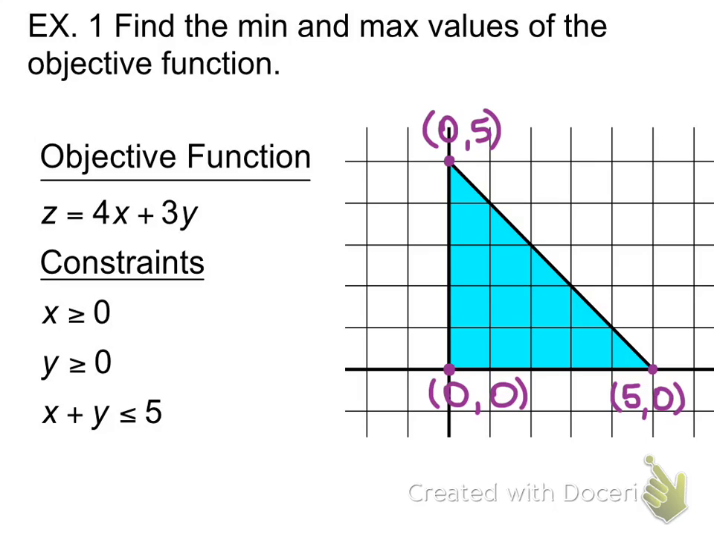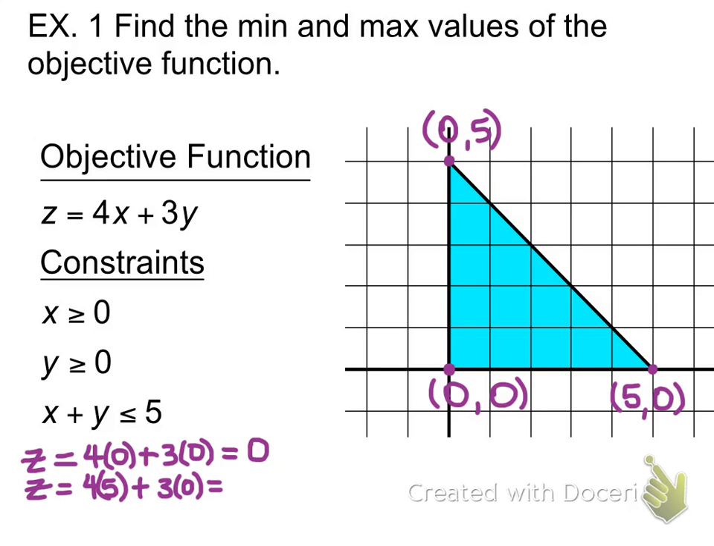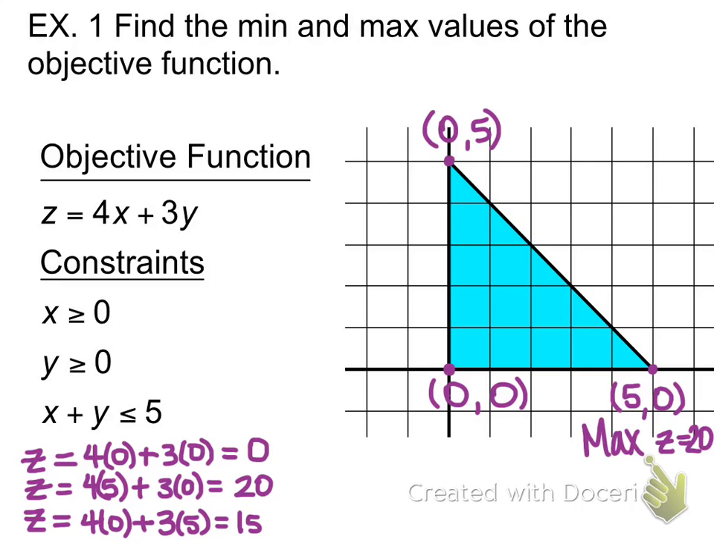Now we're going to take these points one at a time, plug them into the objective function, and find out what the value of z is. If I plug in (0, 0), 4 times 0 plus 3 times 0 equals 0. If I plug in the ordered pair (5, 0), 4 times 5 plus 3 times 0 gives me 20. If I plug in (0, 5), 4 times 0 plus 3 times 5 gives me 15. We're looking for the maximum value and the minimum value. The maximum is when z equals 20, and that's the point (5, 0). The minimum is when z equals 0, which is the point (0, 0).